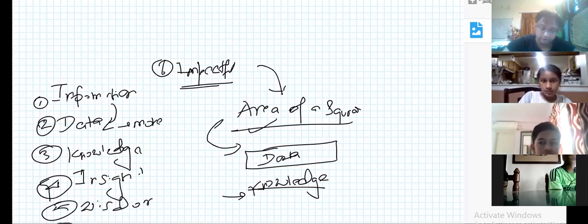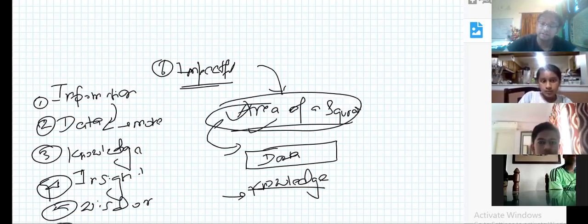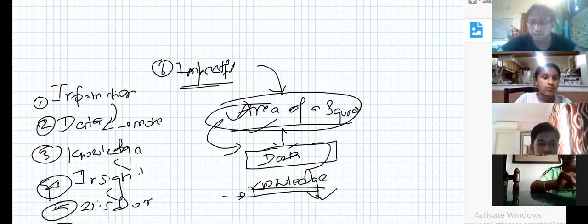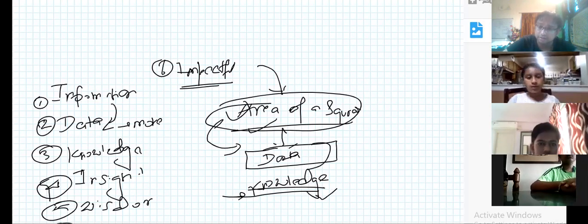So if you know the area of a square and a little bit about that, that is the information. The more in-depth understanding, in-depth information if you have, this is data. It may depend on how much information you have, how much data you have, right? The third one is knowledge, how we interconnect different data points.